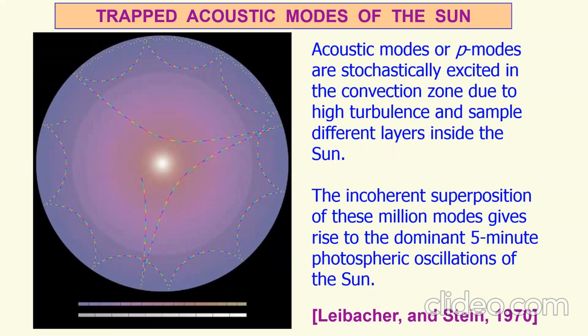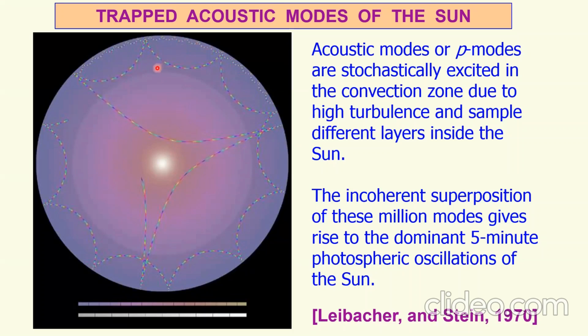Here in this sketch, as we have already seen, this is the core of the sun. This is the radiative zone. This is the convection zone. So in the convection zone, because of the high turbulence, high pressure changes, sound waves or pressure-driven acoustic modes are excited in the sun, which sample the different layers of the sun. So one can see here a wave which is sampling this layer of the sun, and this wave is going a little deeper, penetrating down inside, whereas this wave is shallower.